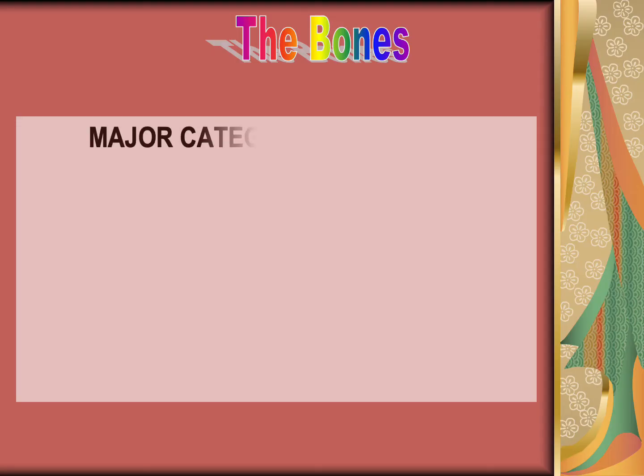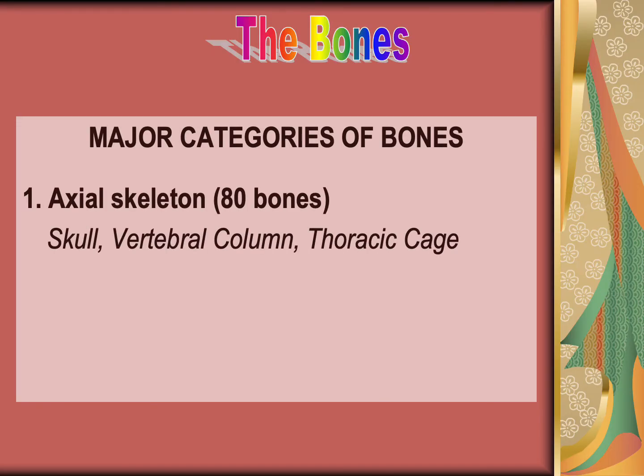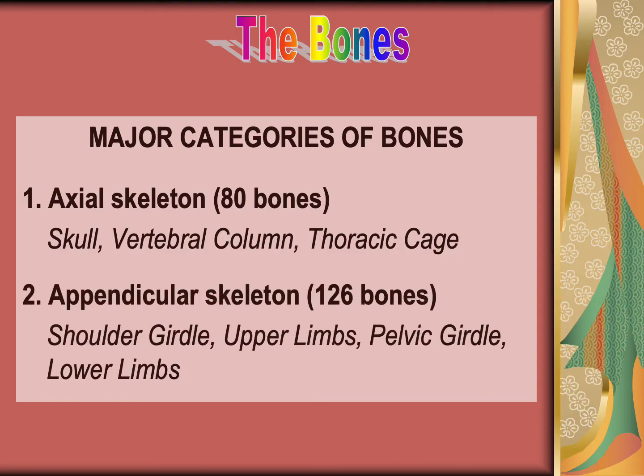Let us now discuss the major categories of bones. There is a total of 206 bones in our body. The axial skeleton is 80 bones. They form the longitudinal axis of our body. These are the skull, the vertebral column, and the thoracic cage or the rib cage. While the appendicular skeleton, 126 of them, are attached to the axial bones. So, merong kanang side, may kaliwang side. The appendicular skeleton includes the shoulder girdle, the upper limbs, the pelvic girdle, and the lower limbs.